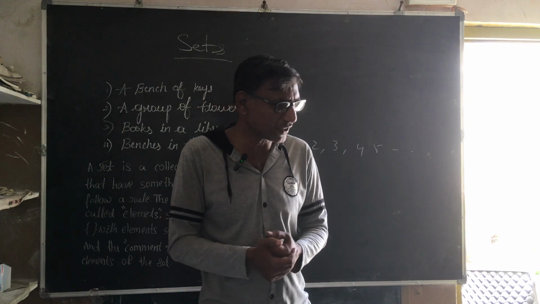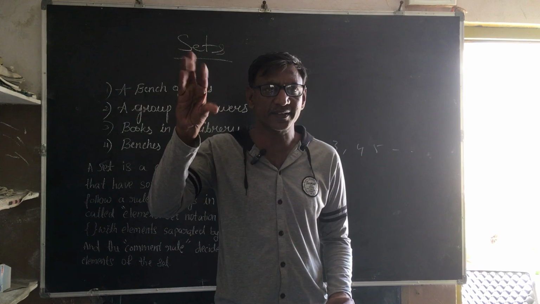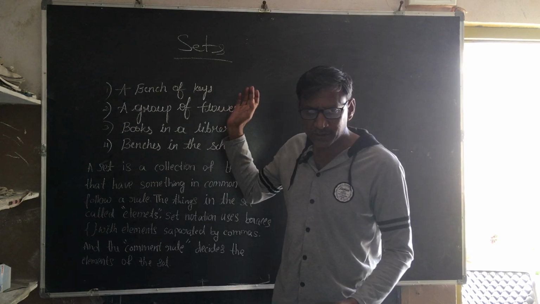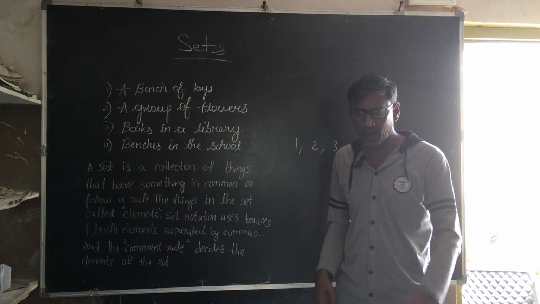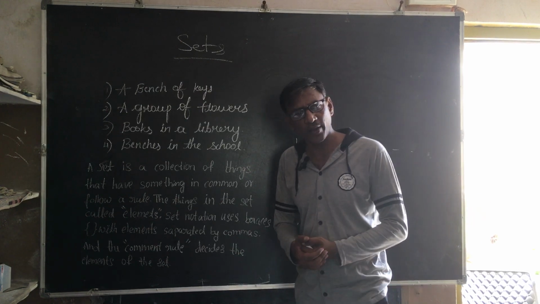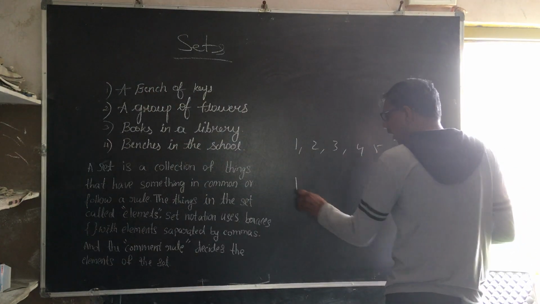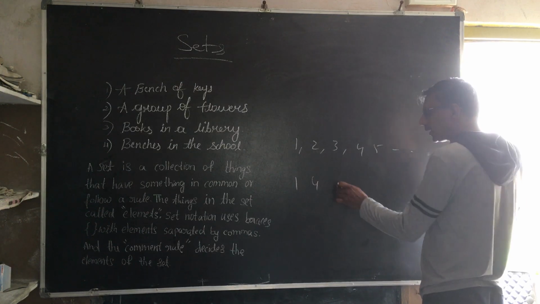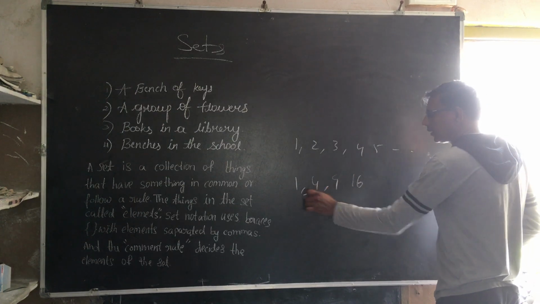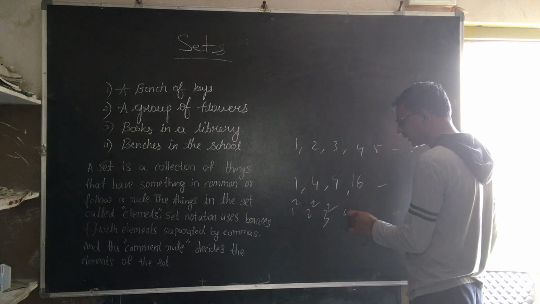Benches that help you to sit have some common property. All benches have the same property. All fingers have the same property. A bunch of keys helps to lock or unlock, right? Those are a common property, or they follow a rule also. I will give a best example. What is a rule? Suppose I take 1, 4, 9, 16 and so on. See, this is 1 square, this is 2 square, this is 3 square, this is 4 square.